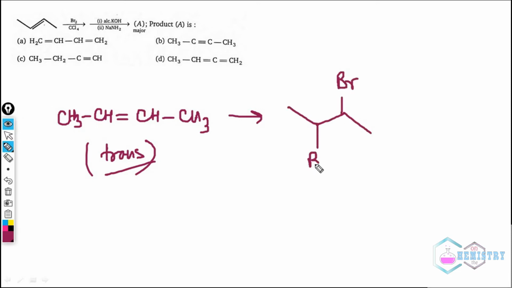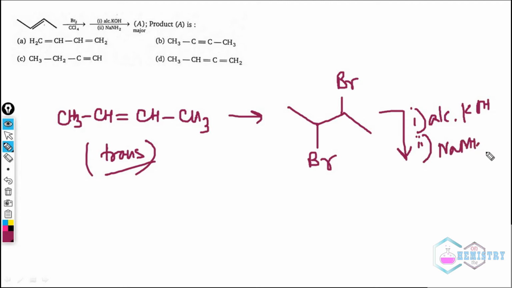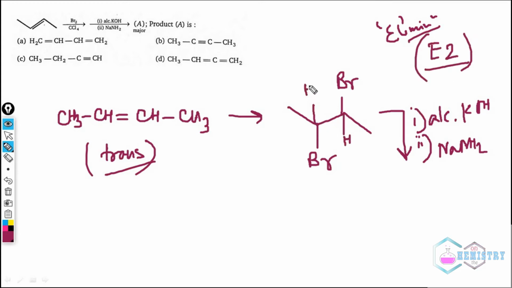So bromine and bromine, from this to from that one, and these two reagents, alcoholic KOH followed by NaNH2, are used for elimination reactions, and they will follow the E2 pathway. What will happen? There is one H, there is another H.